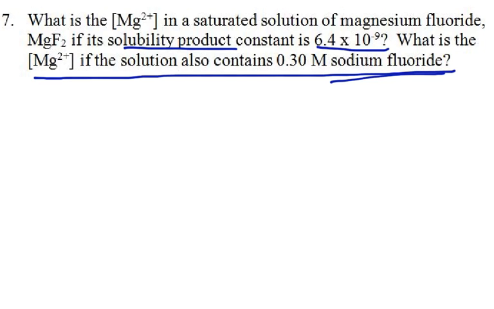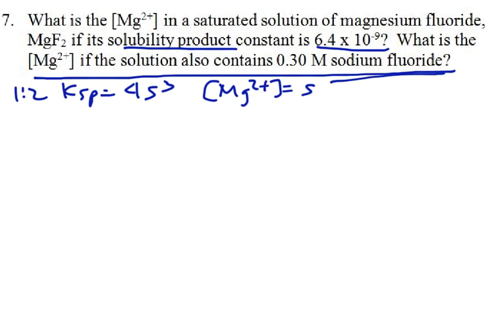Well, the first one is, magnesium fluoride is a 1 to 2 compound, so therefore we know that the KSP is equal to 4 times the solubility cubed, 4s cubed. And if I know the solubility of MgF2, since there's one magnesium each one, then the concentration of magnesium ion is going to also equal the solubility. So all we have to do is take 6.4 times 10 to the minus 9, divide by 4, and take the cube root.